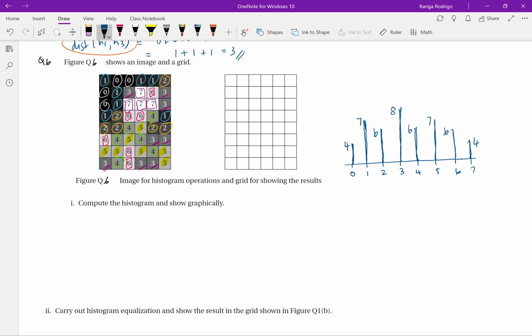So let's add them up and see whether you get the size of the image. Now image size is 8 times 6, so you must get 48. So 4 plus 7 is 11, 6 plus 8 is 14, so that's 25 for this. Then 6 plus 4 is 10, 7 plus 6 is 13. We didn't get it. So there must be something wrong.